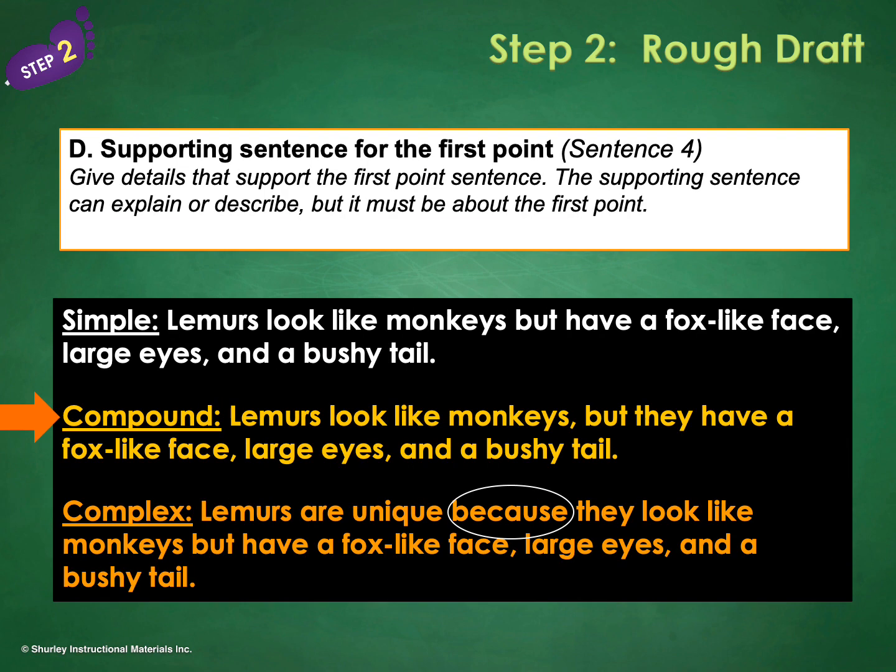Sentence 4 is called the supporting sentence for the first point. This sentence will give details that support the first point sentence. It can explain or describe, but it must be about the first point. Your student might write a compound sentence like this one that says, lemurs look like monkeys, but they have a fox-like face, large eyes, and a bushy tail.